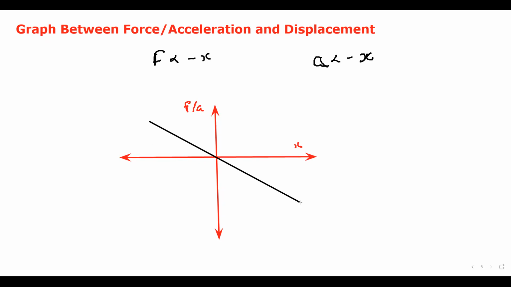So what will be the graph here? The graph will be like this. As you can see here, force and acceleration are positive, but displacement is negative. Here, force and acceleration are negative, but displacement is positive. So the graph for an object which is performing a simple harmonic motion, force against acceleration, force against displacement, or acceleration against displacement, will always be like this with a constant gradient.